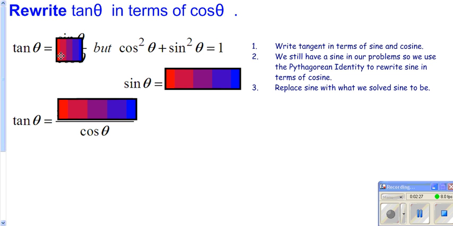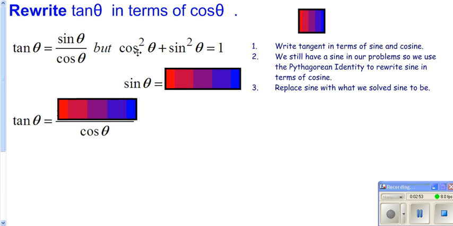We need to rewrite our tangent in terms of sines and cosines to be able to get our tangent only in cosines. Well, we know that tangent is sine over cosine. We need to go ahead and simplify this because we're not done, because we have a sine in the top. We need to eliminate that sine. We need to somehow replace it with a cosine.